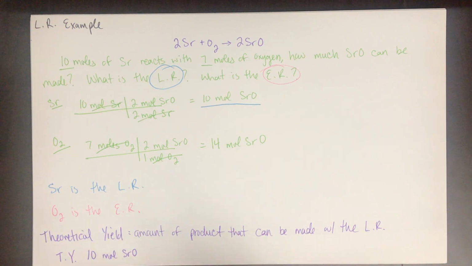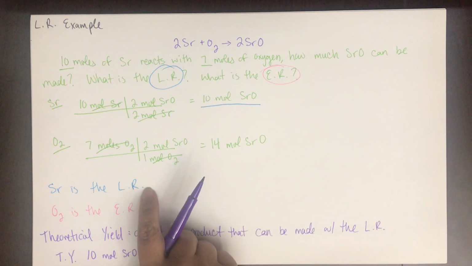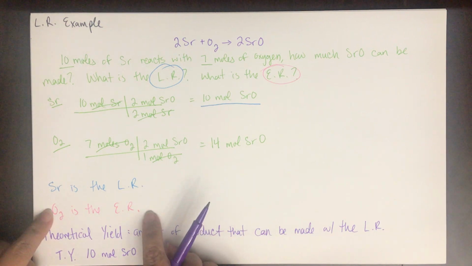The theoretical yield is the amount of product that you can make. The strontium is the limiting reactant. That's what's going to run out first. The oxygen is the excess reactant. That's what you're going to have extra of.